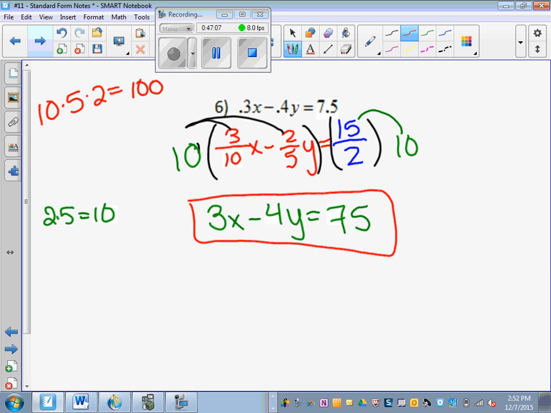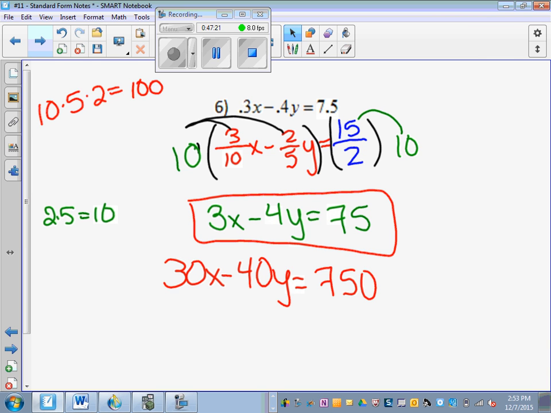Okay, so we want to simplify it as much as we can. Before that, we had 30x minus 40y equals 750. They each have that 0 on the end. Same thing as 3x minus 4y equals 75.